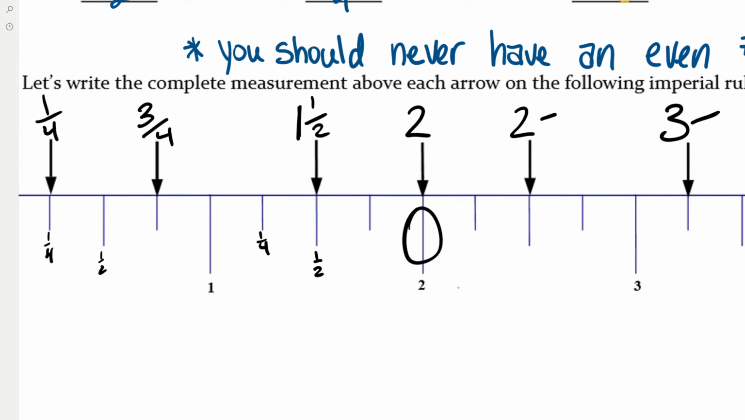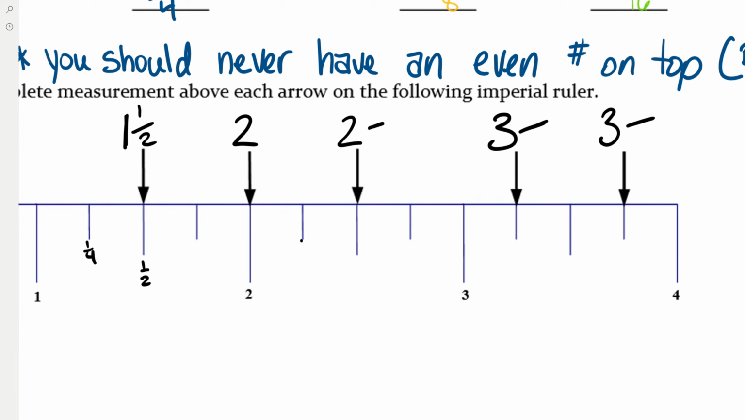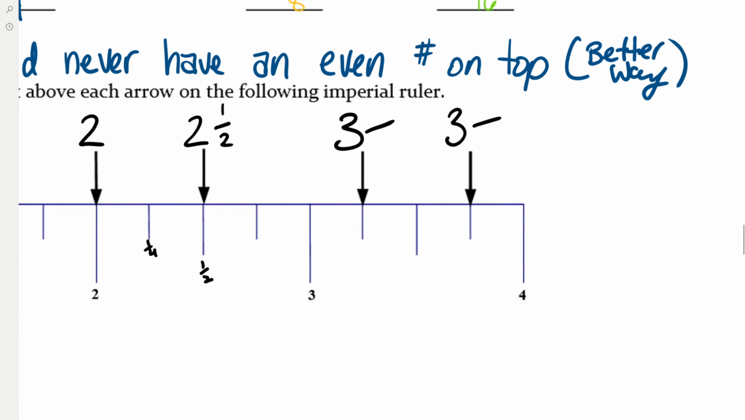This is 2 exactly, so we don't need to worry about that. This one here is 2, and again, if that's a quarter and that's a half, we could count that as 2 quarters, but better just to say it's 2 1/2. This here is 3 1/4. And this one here is 1/4, 2 quarters, also known as a half, 3 quarters. So that is 3 3/4.